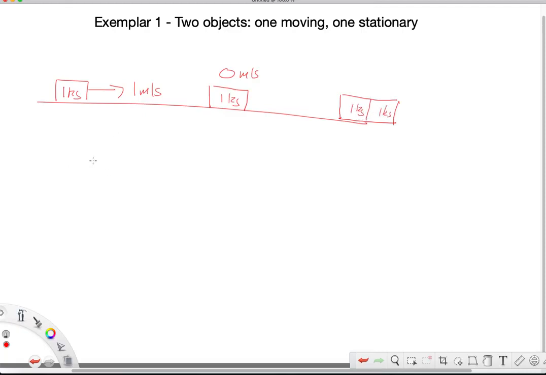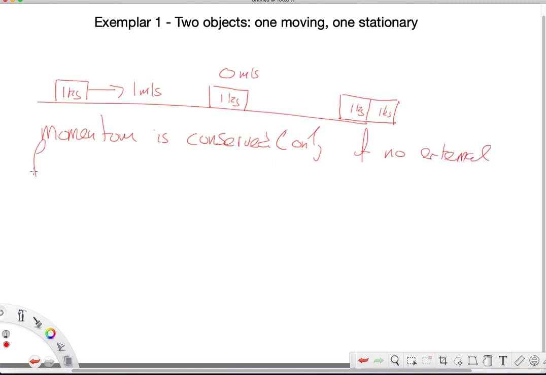Now, we say that momentum is conserved. Like energy, momentum is conserved, but only if no external forces act. Now, if you think about it, external forces: friction, gravity causes an external force.